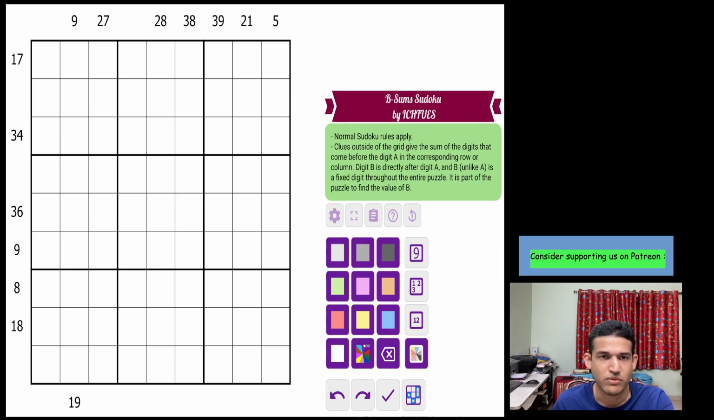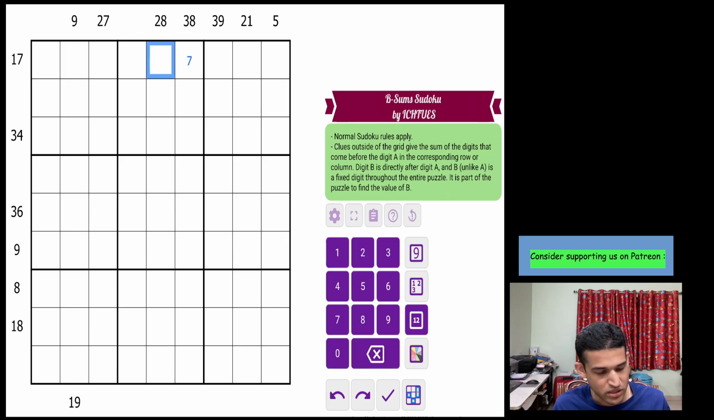So why don't we take one example here? Let's assume that B is 7 maybe, right? Now A is not fixed as per rule, so let's say A is 6 here. Now the clue given outside row 1 will be the sum of the digits before A. So in this case we have considered A as 6. So these 4 cells will be the sum that gives the clue outside. And B is fixed and it's part of our solve to find what is B. So B will be the same throughout the grid, but A can vary, right? A is not fixed, but B is fixed.